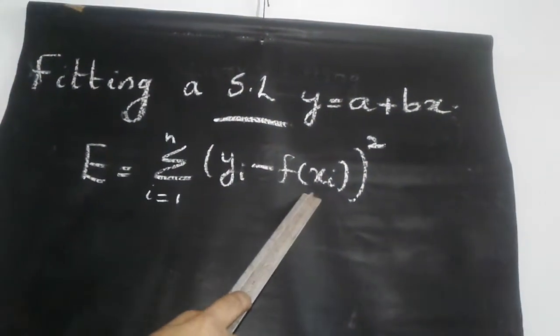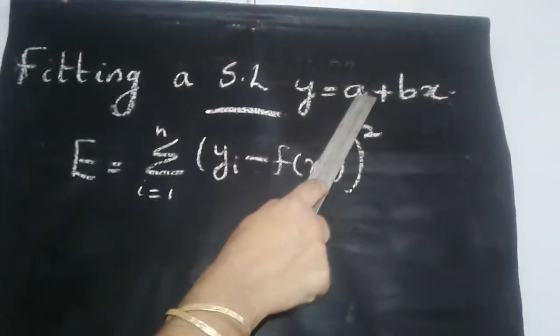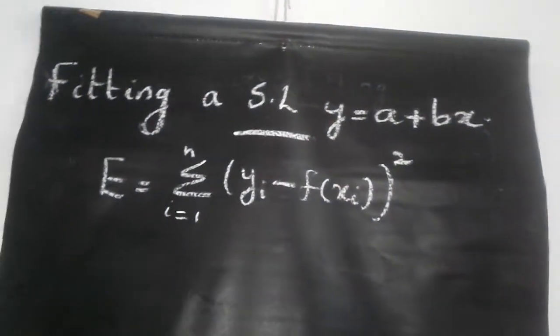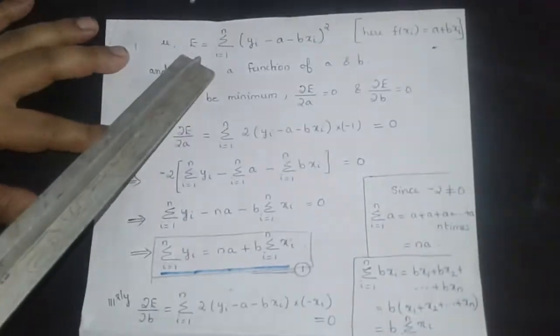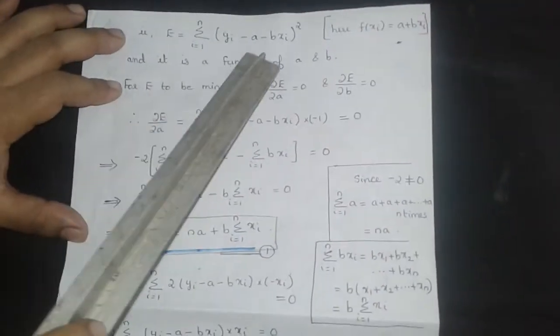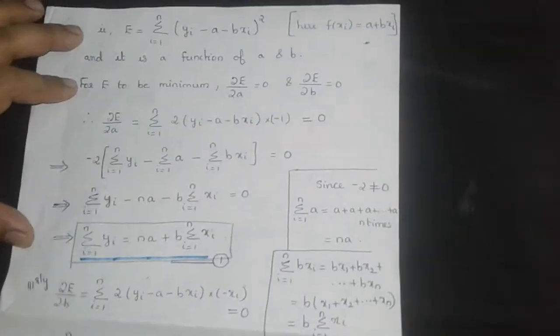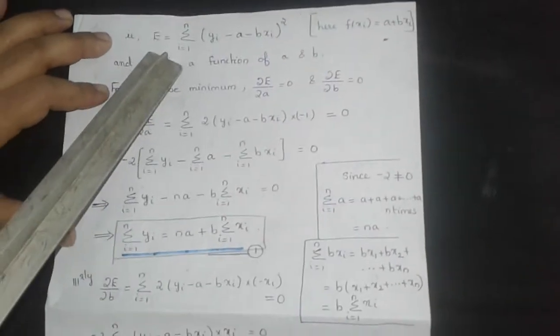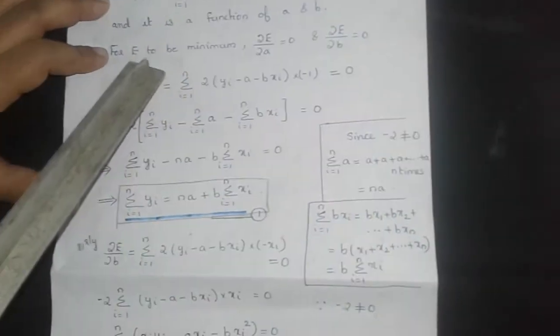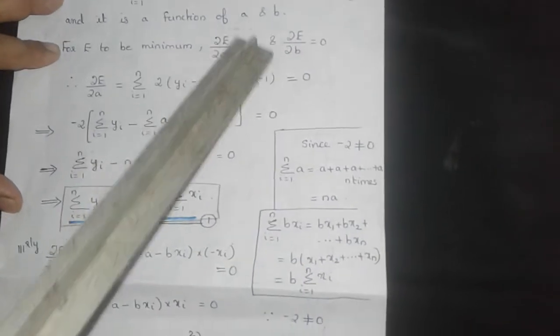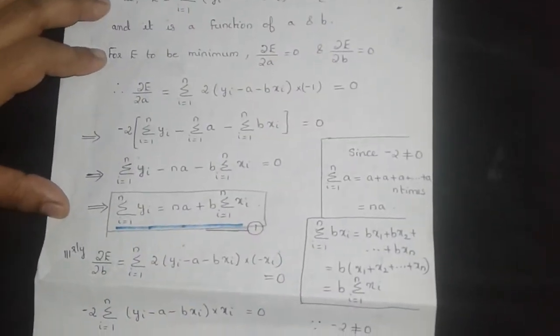So, we can replace f of xi by a plus bxi. So, E becomes E equal to sigma i equal to 1 to n, yi minus a minus bxi, the whole square. Here E is a function of a and b. So, E should be minimum when dou E by dou a equal to 0 and dou E by dou b equal to 0.